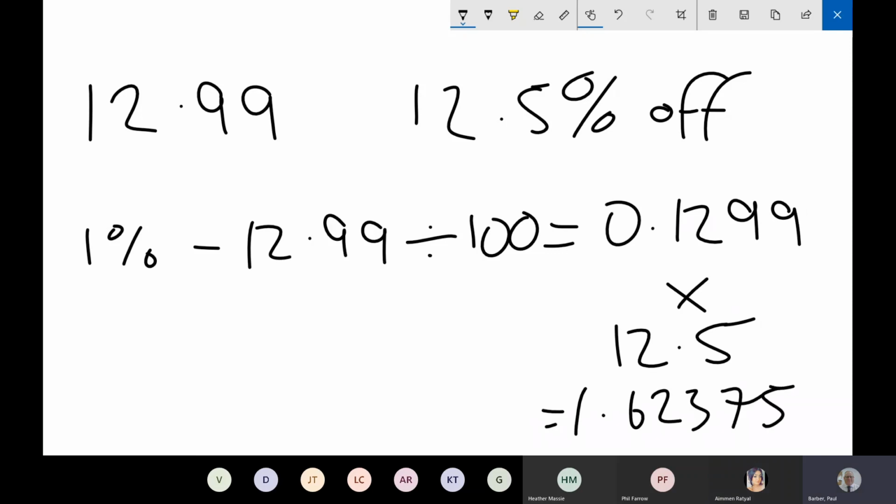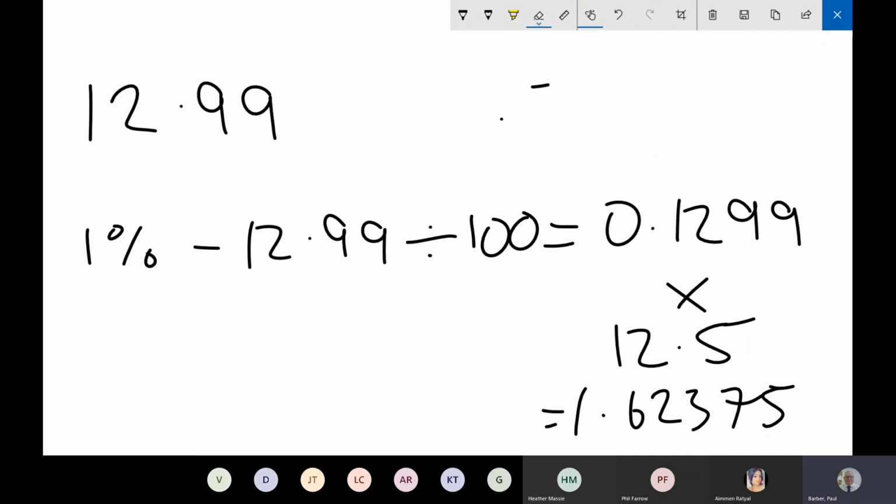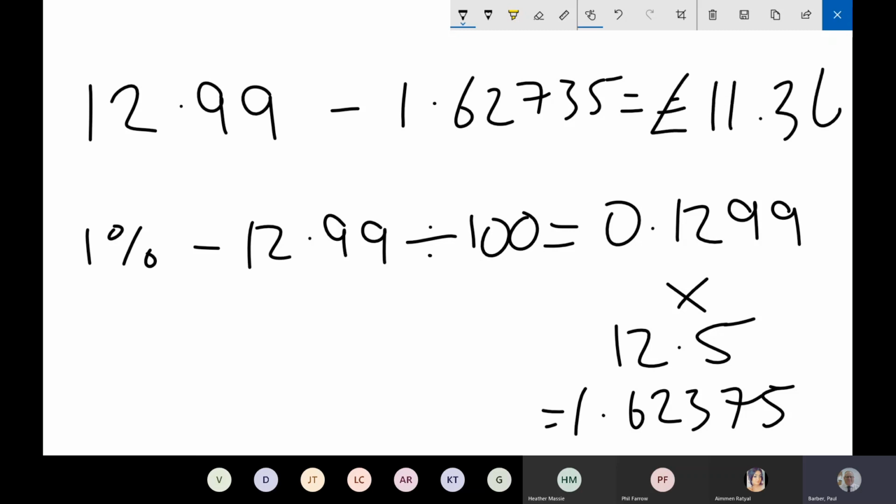1.62375. Again, that's a long number, but I'm not going to take that long number off at the moment. I'm going to keep it as a long number as it is. The question was 12.5% off the actual jigsaw original price. So instead of 12.5%, we know that that figure is now £12.99, take away 1.62375, which, if we do that on the calculator, minus 1.62375, gives us an answer of 11.36625, and we're talking about money, so I'm going to round that to £11.37.